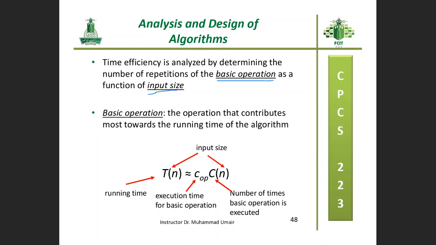So how will you represent it? T of n, as I mentioned, is the running time for n inputs. That will be equal to the time taken by one single basic operation, multiplied by how many times this operation will be carried out. So this is the general way of writing the running time of an algorithm. Is it clear? Any confusion, any question till now?